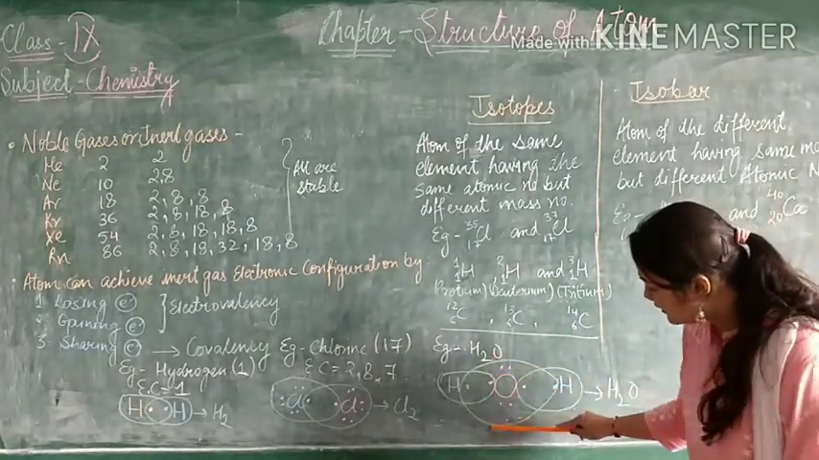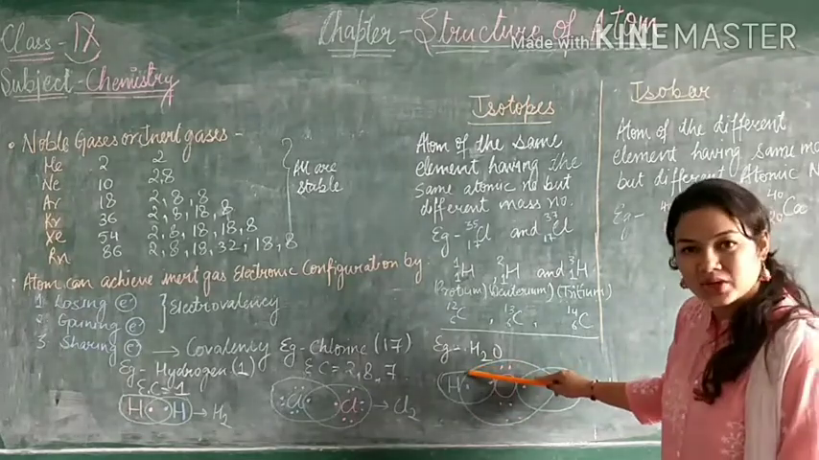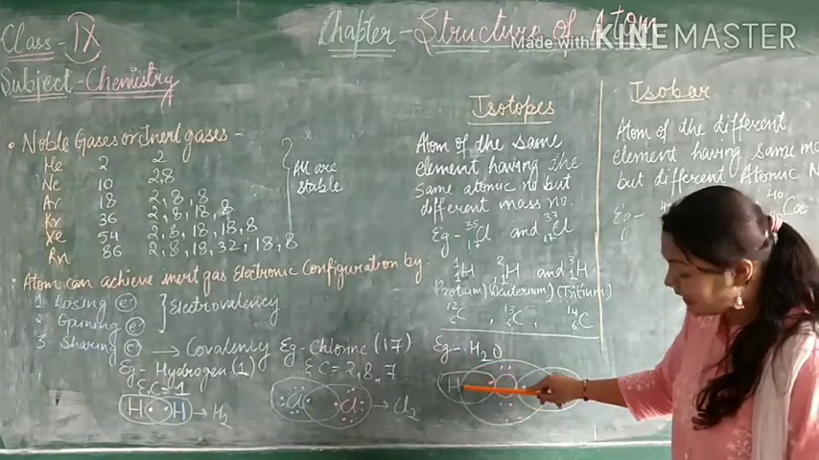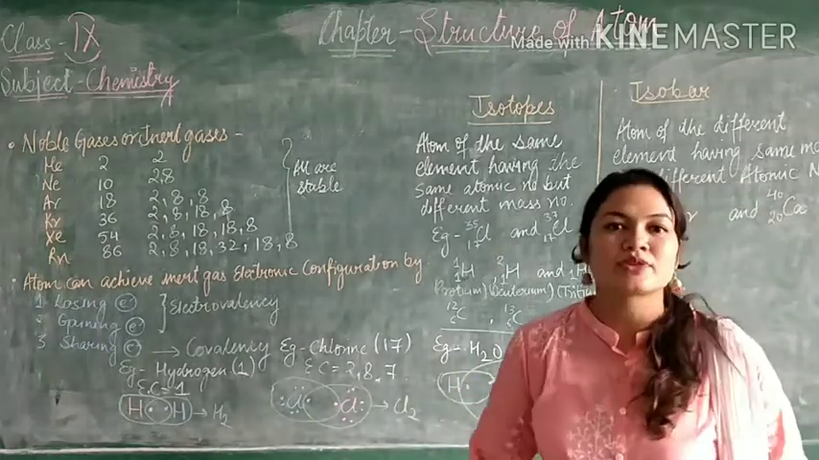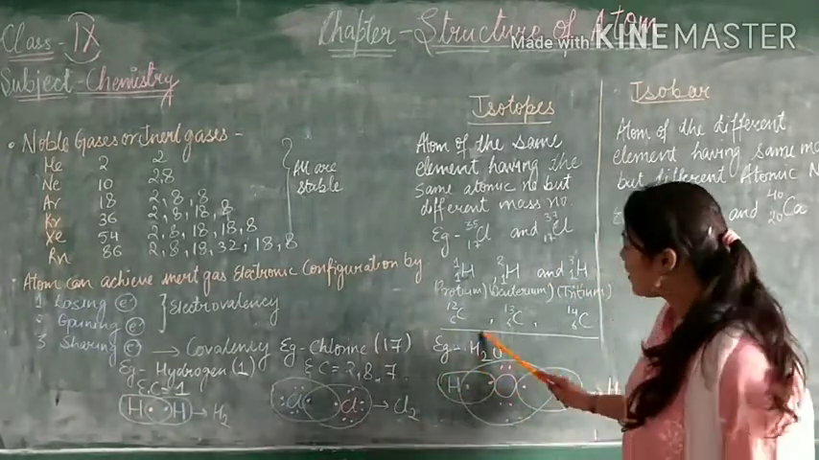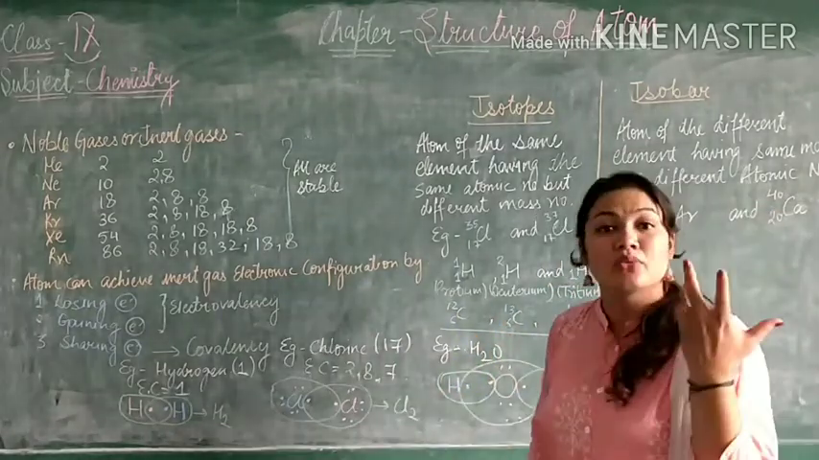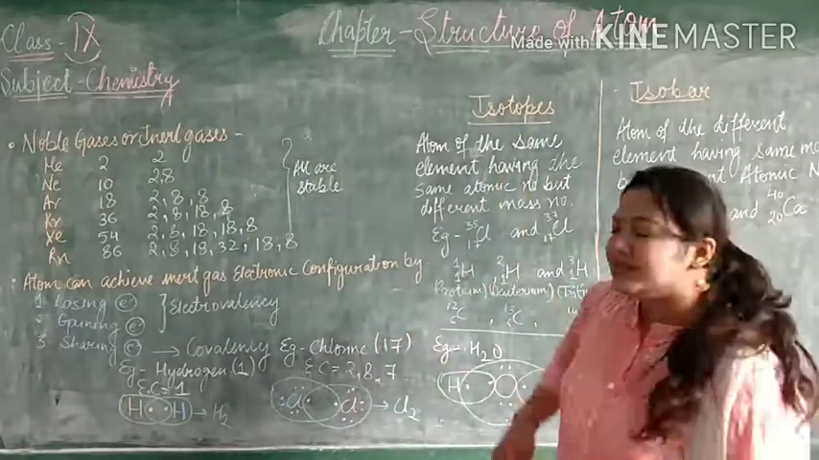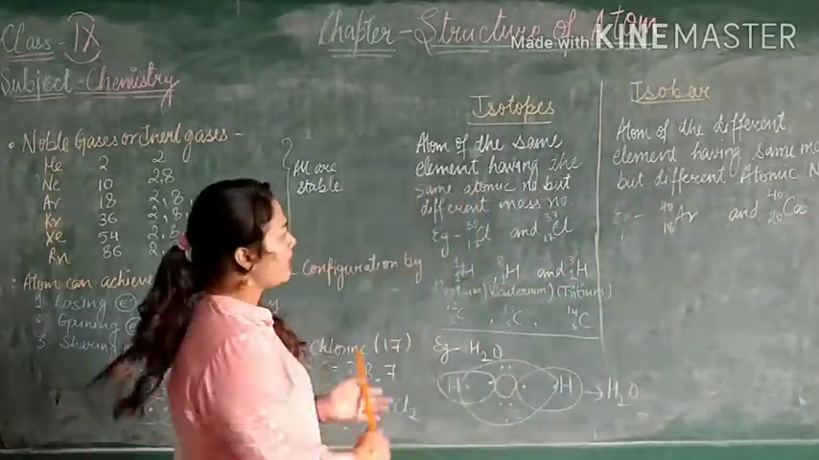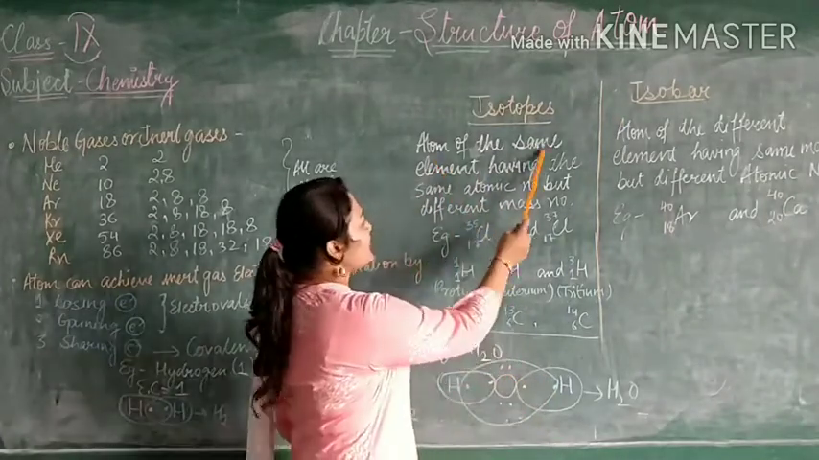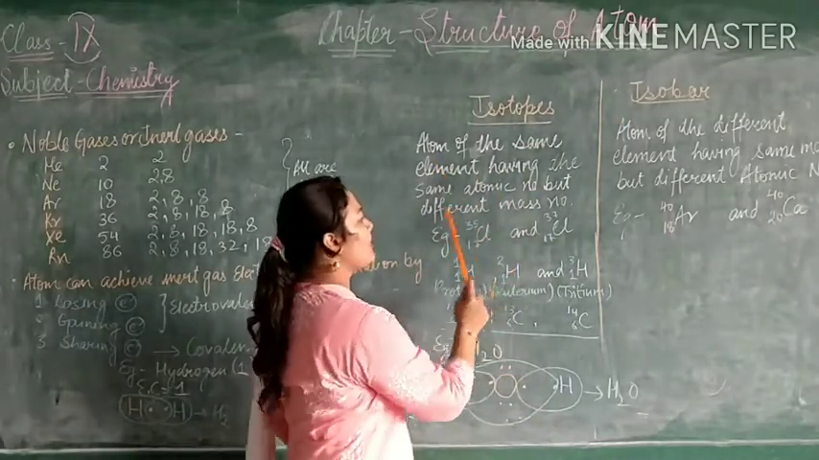So in this circle, it is sharing both the hydrogen electrons and it becomes 1, 2, 3, 4, 5, 6, 7, 8. So 8 electrons, it is absolutely fine because it is becoming stable. So that is how H2O, a stable compound, is made. Okay, that is called water. Then the topic comes: isotopes and isobars. What are isotopes? Atoms of the same element having the same atomic number but different mass number.